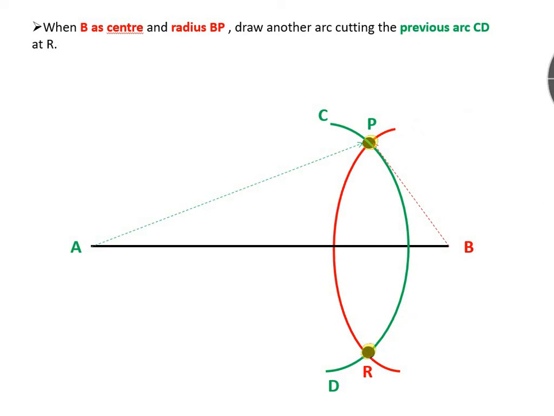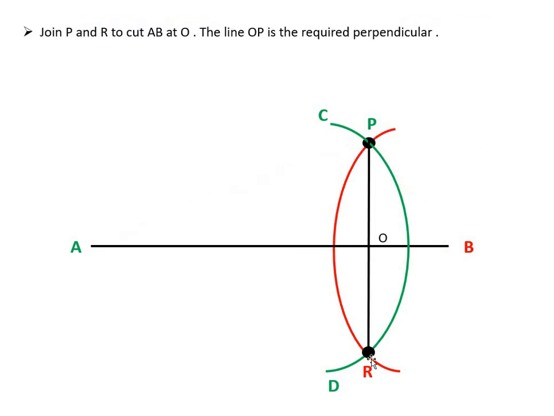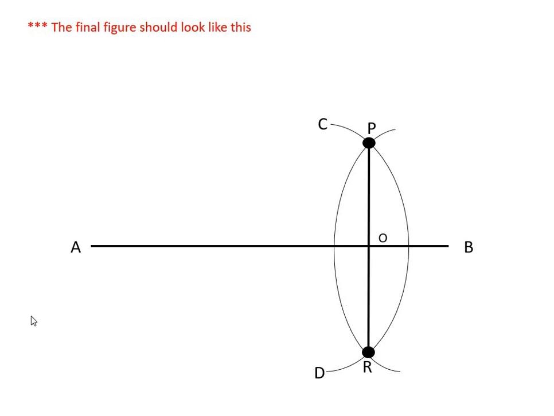In the next step, you simply join P and R, and this is your required perpendicular. The final diagram should look like this. Okay, thank you.